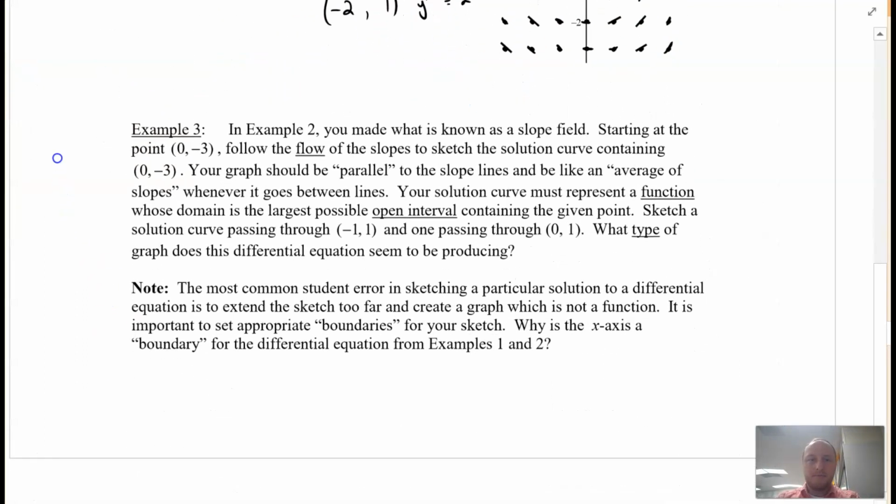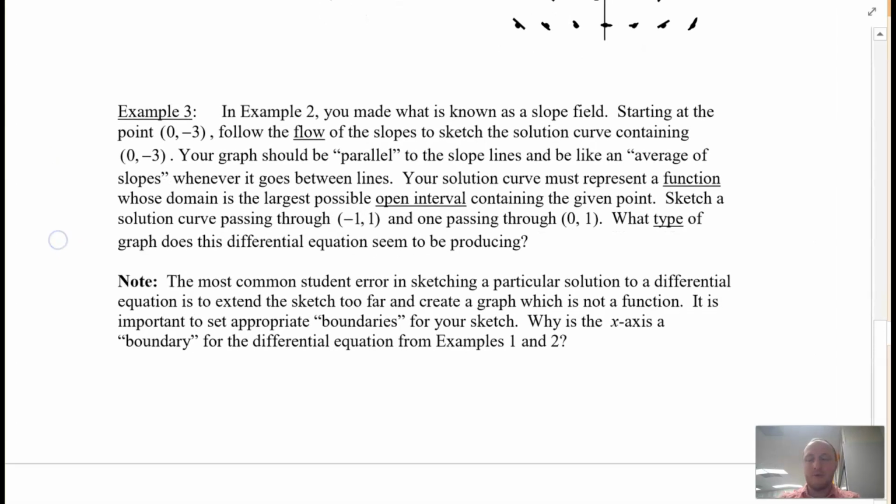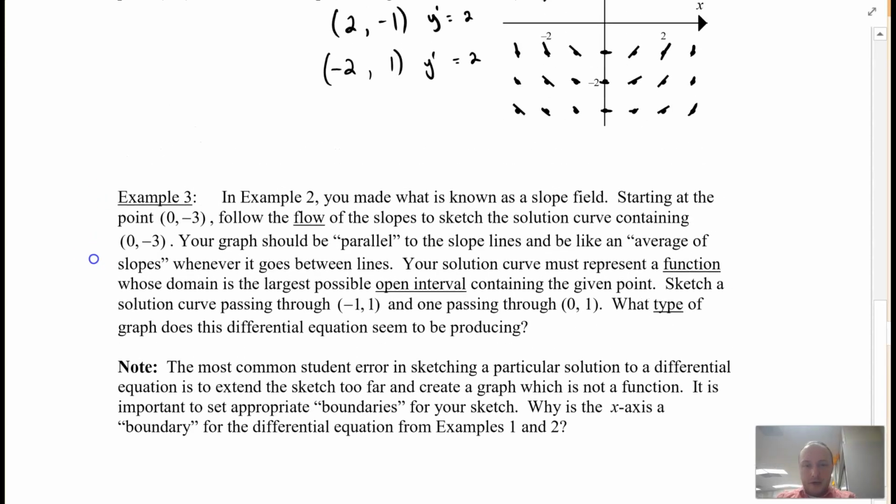Well, here we're going to see in example 3 what they want us to do. It says in example 2, you made what is known as a slope field. Starting at the point (0, -3), follow the flow of the slopes to sketch the solution curve containing (0, -3). Your graph should be parallel to the slope lines and be like an average of the slopes whenever it goes between lines. Your solution curve must represent a function whose domain is the largest possible open interval containing the given point.